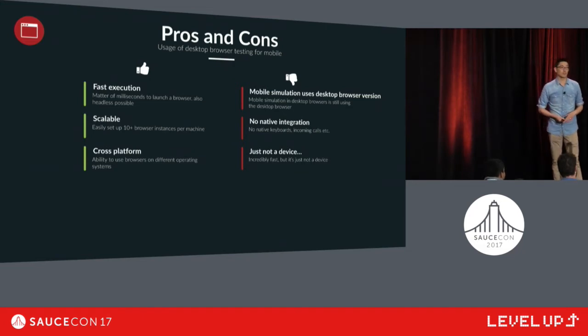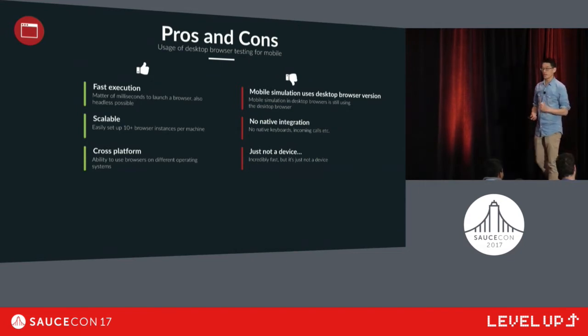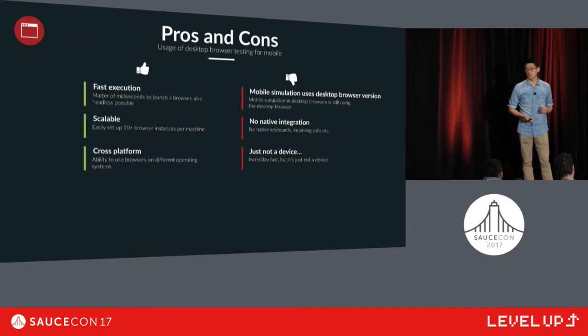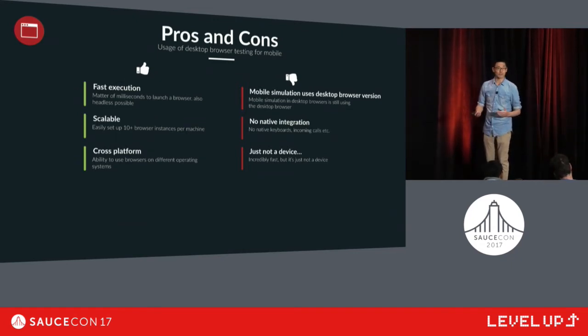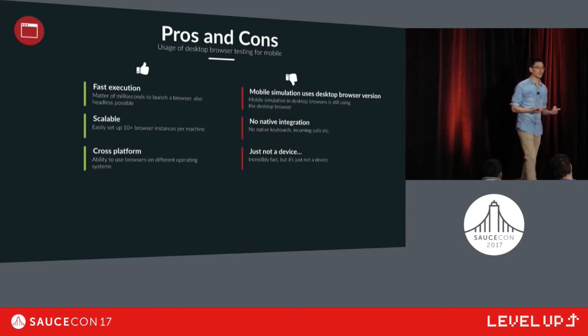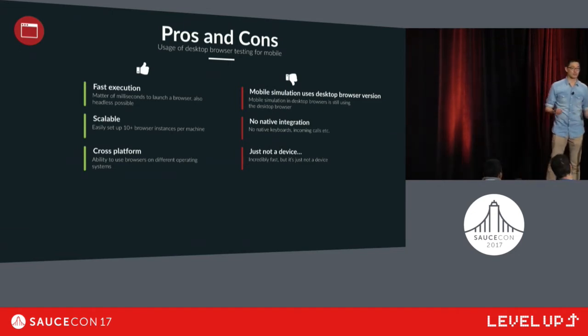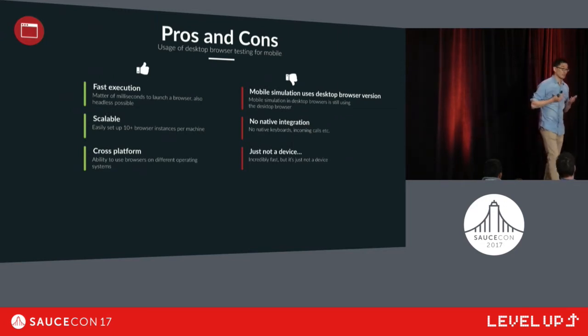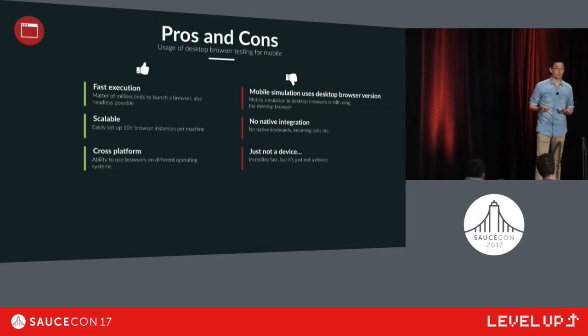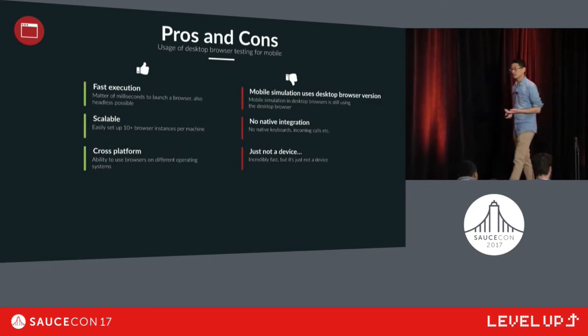The cons here, so I'm talking about mobile simulation. The rendering is different than on an actual device, so be careful with that, especially when you want to test visuals. I'll show you some examples in a minute. Of course, no native integration. I mean, no mobile native integration, like input text fields, drop-down lists, but also incoming calls, stuff like that. Of course, you're limited there. So it's just not a device, but it's very fast. You should utilize it if you're dealing with a hybrid app or web application.